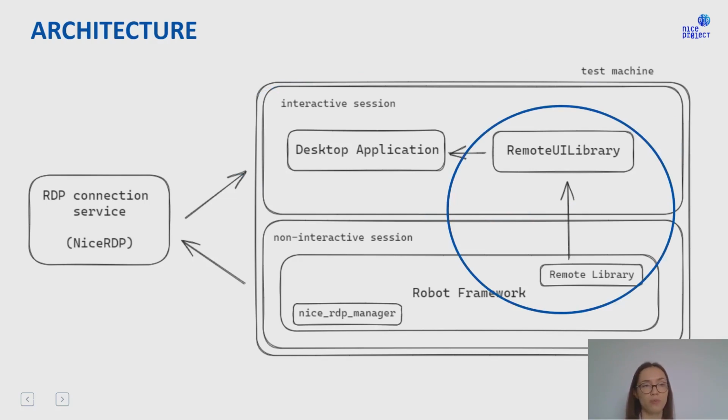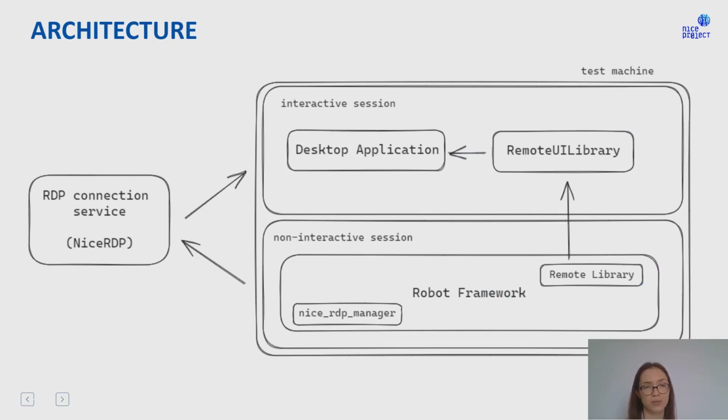Now, Robot Framework calls keywords from the remote UI library and the test case is executed. Once the test case is finished, during the test teardown, a delete request is sent to the NiceRDP service to terminate the connection with the test machine, and the interactive session is closed. After the test teardown, the non-interactive session is also closed, and the entire pipeline job is finished.